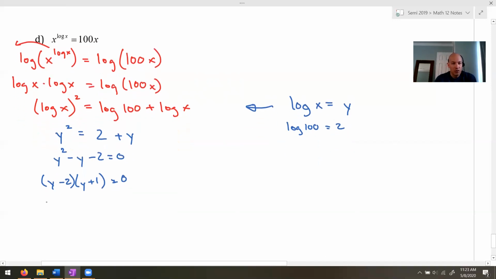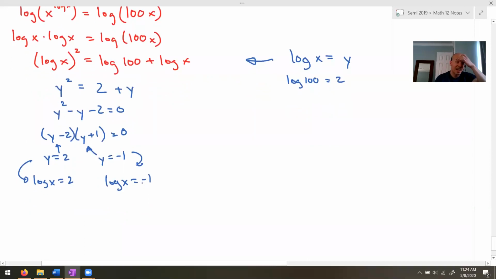Okay, so from here on out, we have y is equal to 2, and then we have y is equal to negative 1. Now we're not quite done, because remember what y is. So y is equal to log x. So this converts into log x equals 2, and this converts into log x equals negative 1.